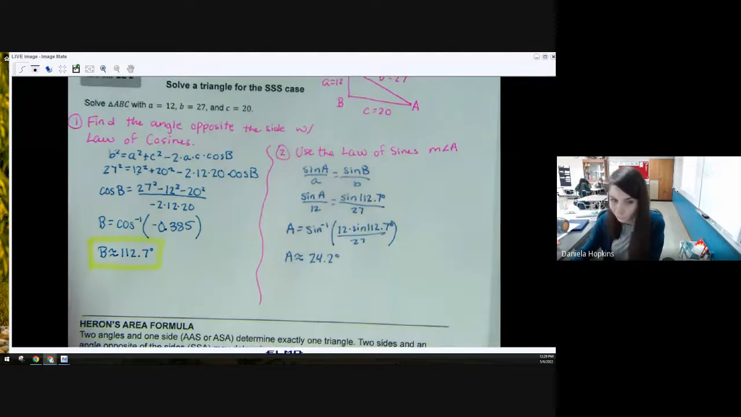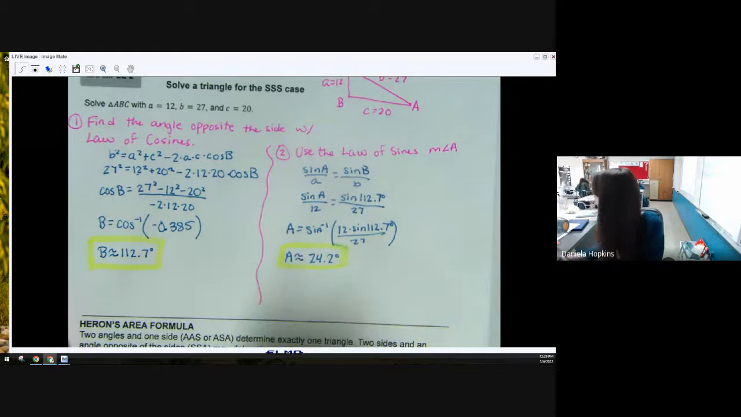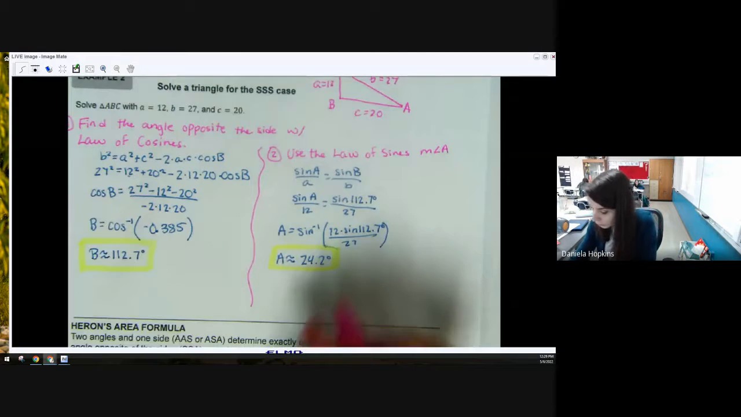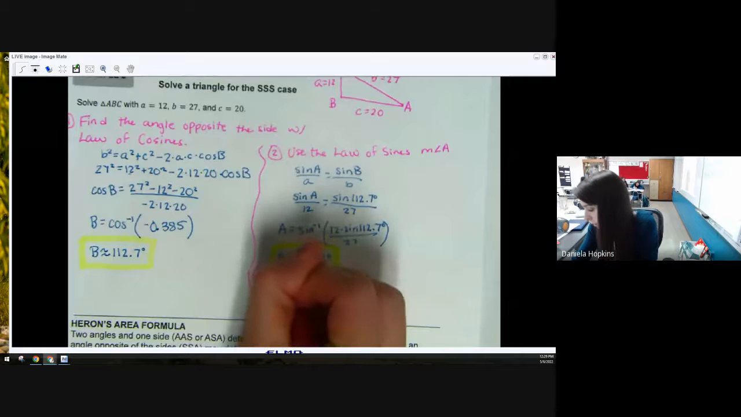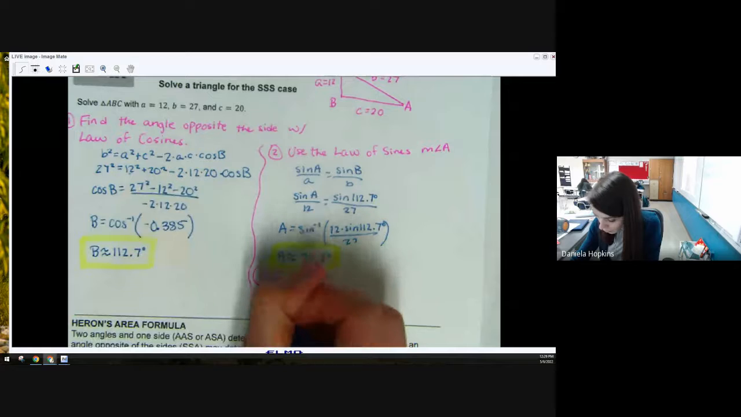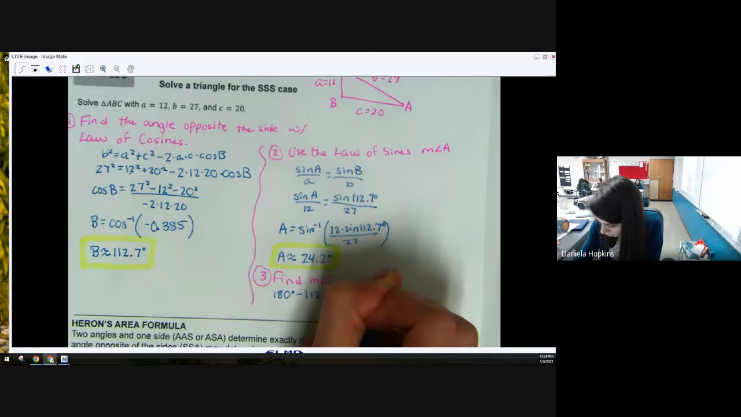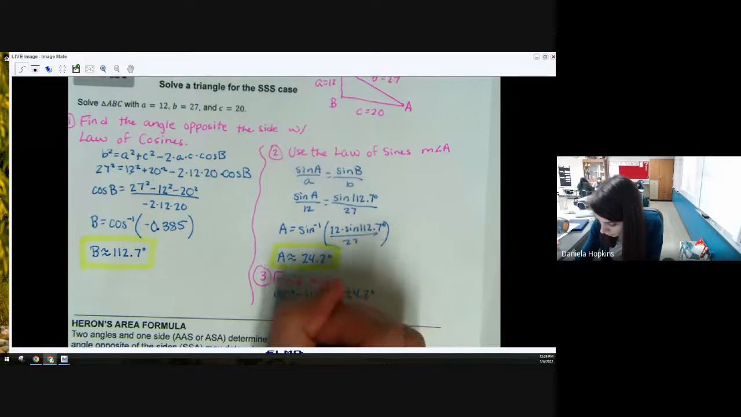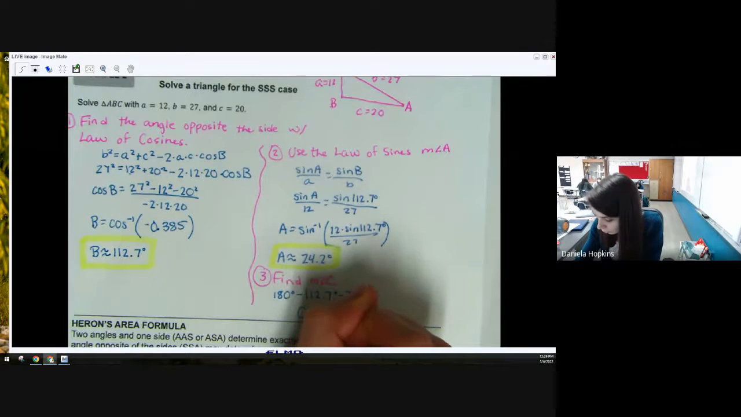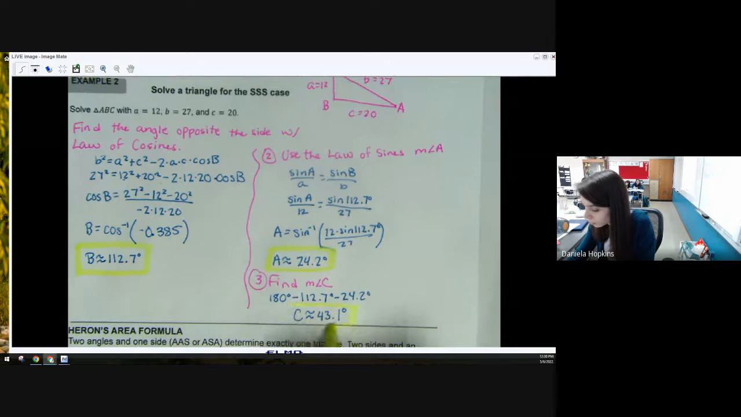And you end up with an A that is approximately 24.2 degrees. And then if you don't want to suffer, you use the rule that these all add up to 180 to find your angle C. So find measure of angle C, and we would do that just by doing 180 minus 112.7 degrees minus 24.2 degrees, and you end up with a C that is approximately 43.1 degrees. And we're putting the degree symbols because remember, Mrs. Hopkins is petty and she takes off points if you don't.